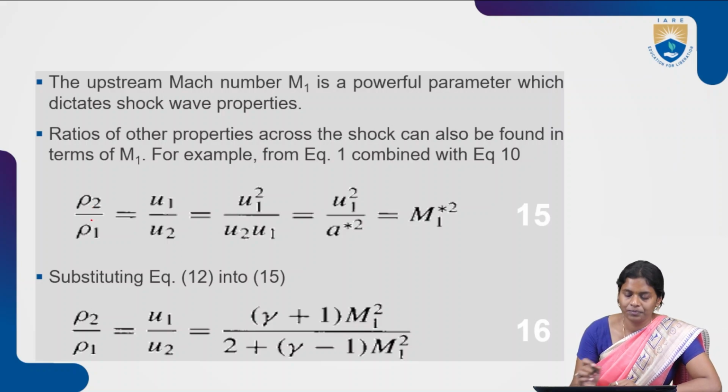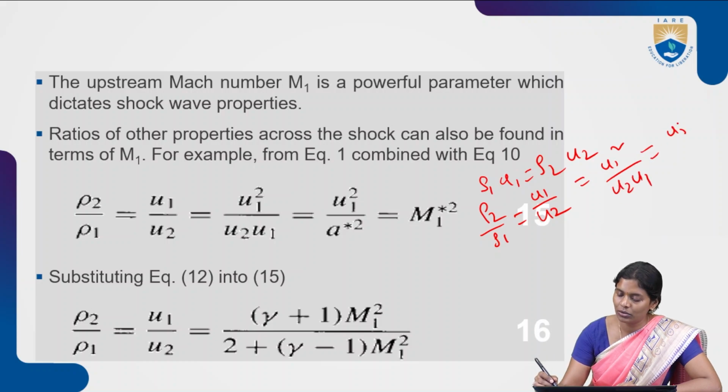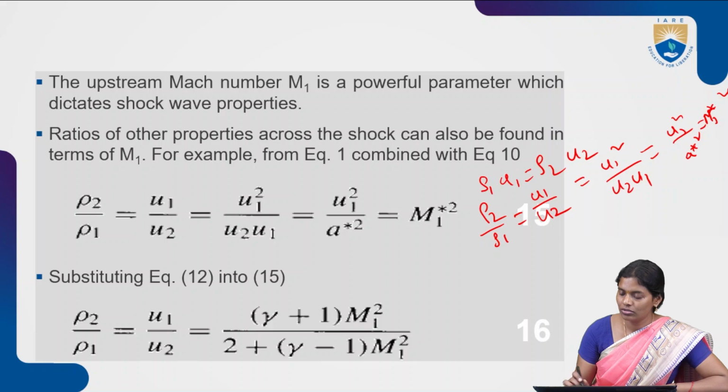So from the continuity equation, we know rho 1 u1 equal to rho 2 u2. So from here rho 2 by rho 1 equal to u1 by u2, right? So now further we can write it as u1 square by u2 into u1. So u2 into u1 is nothing but what? a star square, right? So this we can write as M1 star square. So further, what is M1 star square? It is nothing but gamma plus 1 into M1 square by 2 plus gamma minus 1 into M1 square, right?